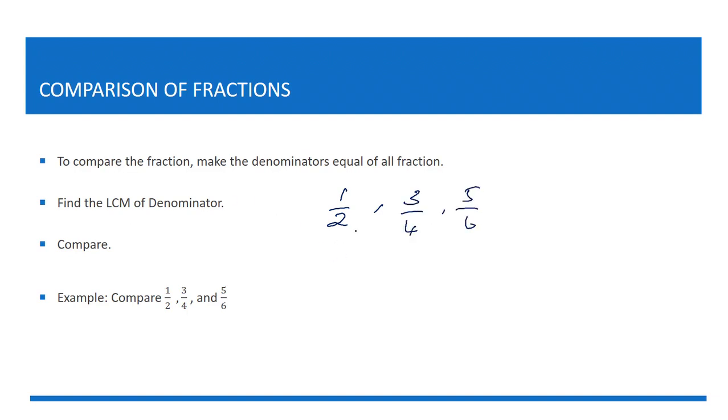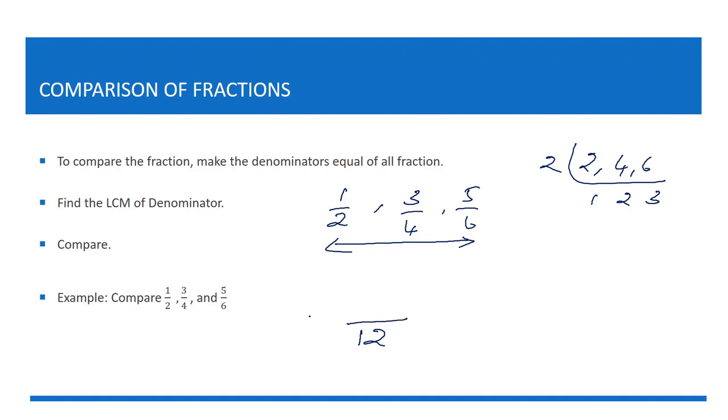Now you are supposed to take the LCM of the denominators. So LCM of 2, 4, 6. Let me take that: 2 1s are, 2s are, 3s are. Right, that's it. So 3 2s are 6, 6 2s are 12. 12 is the LCM here. Right. Now divide 12 by 2, that is 6. 6 into 1, 6. This is going to be represented in this way.